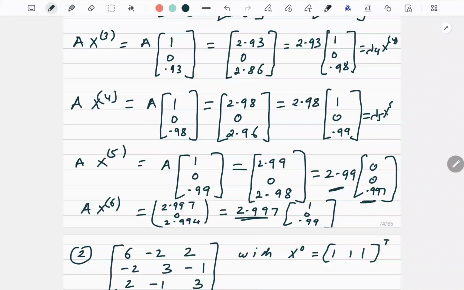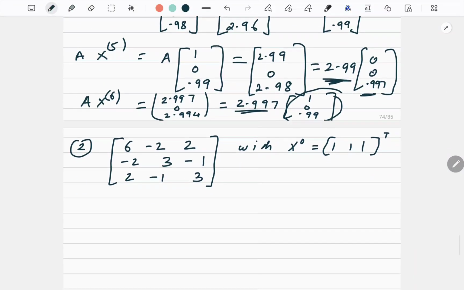So now see, 2.99 repeated. So my eigenvalue is 2.99, which is approximately 3, and the corresponding eigenvector is 1, 0, 0.99. So the method is very simple. You just keep on repeating, and it matters a lot if you change the initial vector. If you change the initial vector in this question to 1, 0, 1, probably you will get the answer very fast.